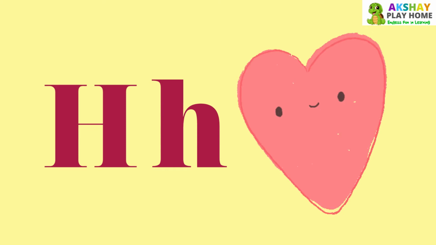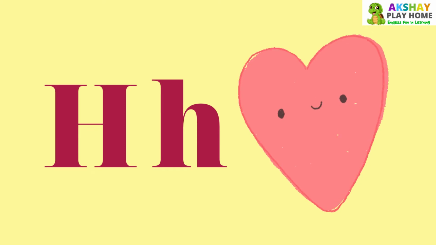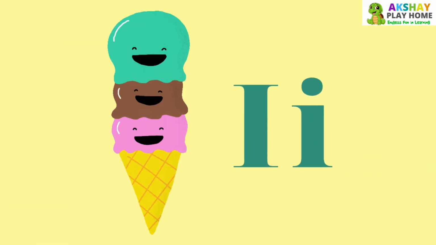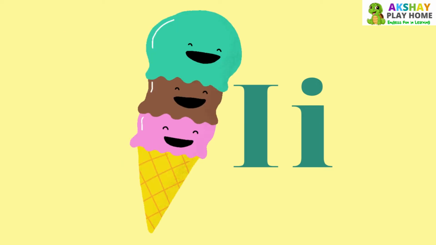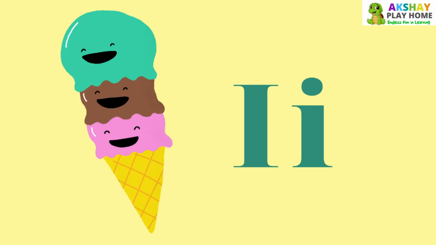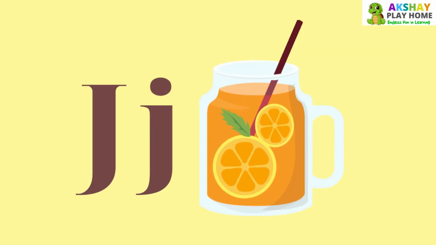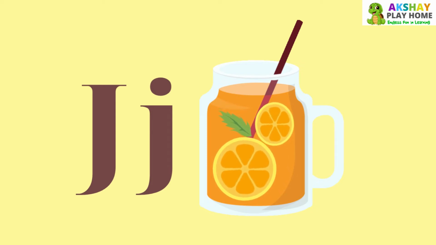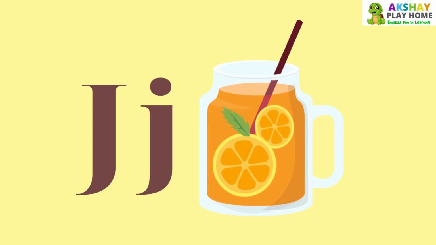H says ha. H for heart, ha. What comes after H? Yes, it's I. I says E. I for ice cream, E. J says J. J for juice, J. What comes after J, children?